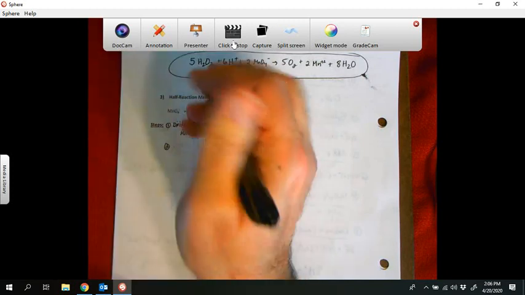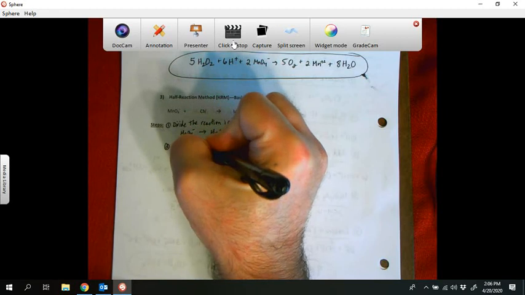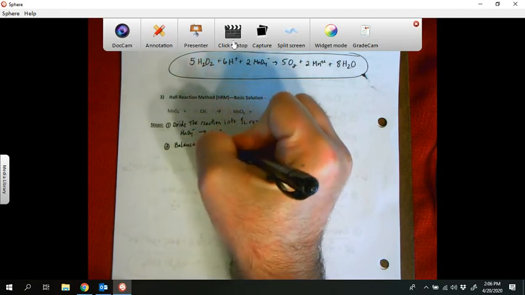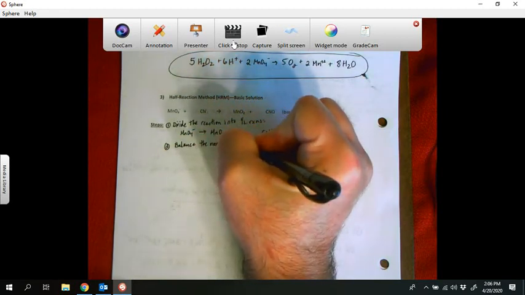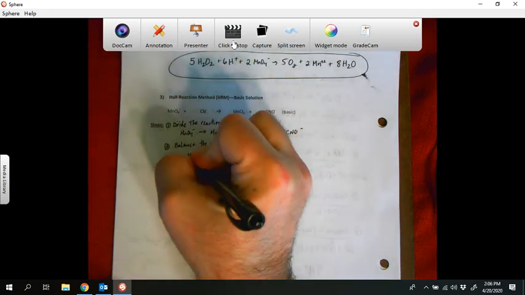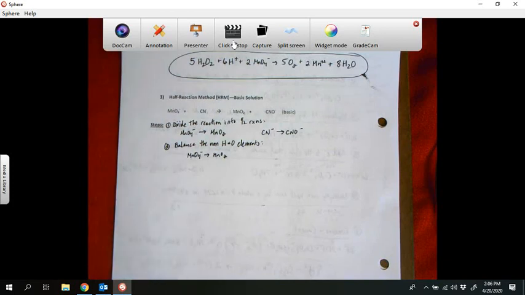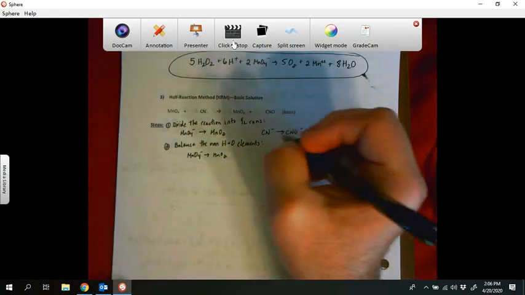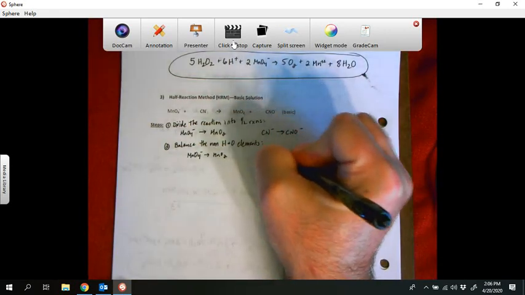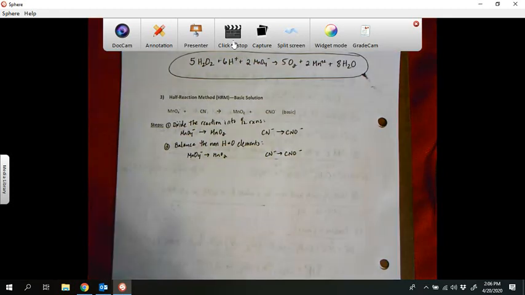Our second step, balance the non-H and O elements. So for our first one, MnO4 minus yields MnO2. The only non-H or O element is manganese, Mn, and it is balanced. And for our second half reaction, the C's are balanced and the N's are balanced. We don't worry about the O's.